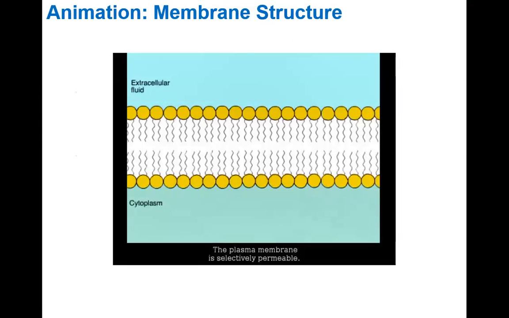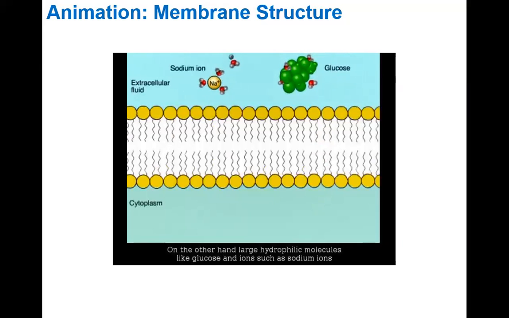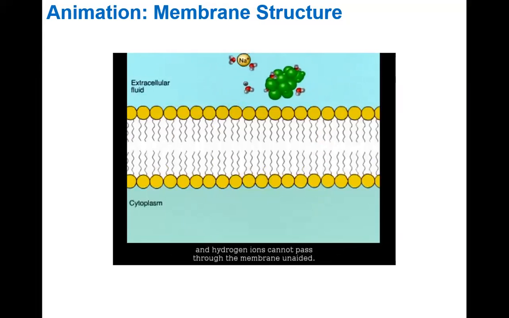The plasma membrane is selectively permeable. It lets some substances through and not others. The hydrophobic interior of the bilayer is one reason membranes are selectively permeable. Hydrophobic molecules, those that are soluble in lipids, can easily pass through the membrane. In addition, small molecules like O2 can sneak between the phospholipids of the membrane. On the other hand, large hydrophilic molecules like glucose and ions, such as sodium ions and hydrogen ions, cannot pass through the membrane unaided.